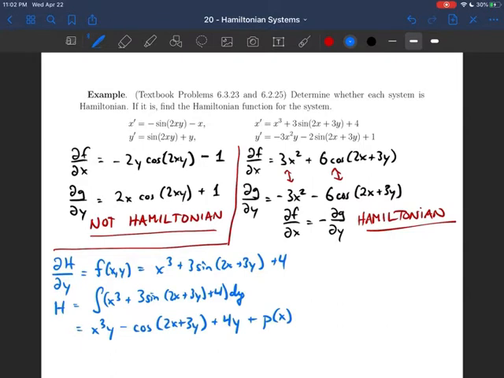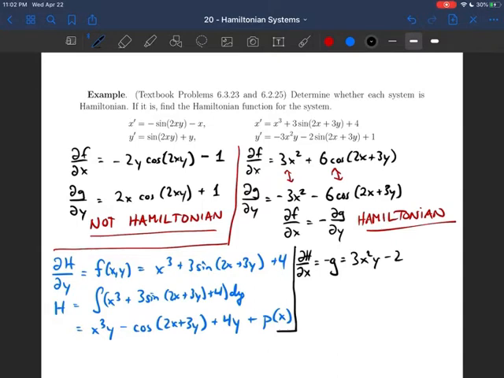And then we normally would have plus a constant, but because this is only the antiderivative with respect to y, the constant could be any function of x at all. Those would all have derivative 0 with respect to y. Okay, cool. So that's one. Now let's see about the other side.